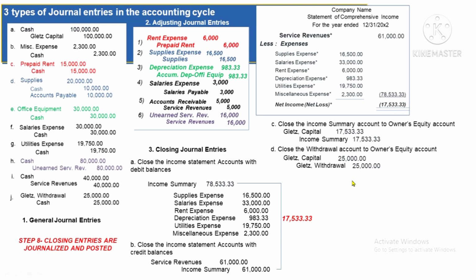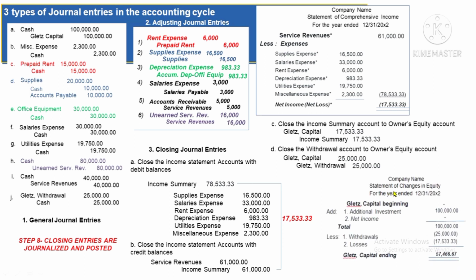Others of you might ask about what is the purpose of the closing entries as a whole. To answer that, the objective of these 4 closing entries is to close the expenses, revenues, and withdrawal accounts to the Gletzmar capital account, which is similar to what happened on the statement of changes in equity that we have made in the past episode.